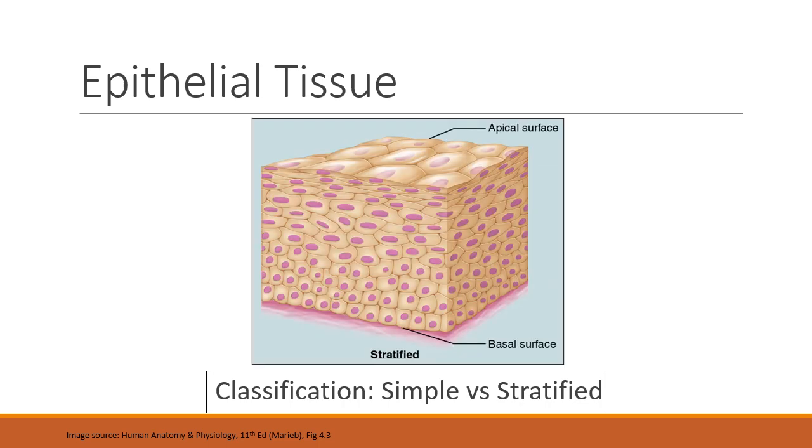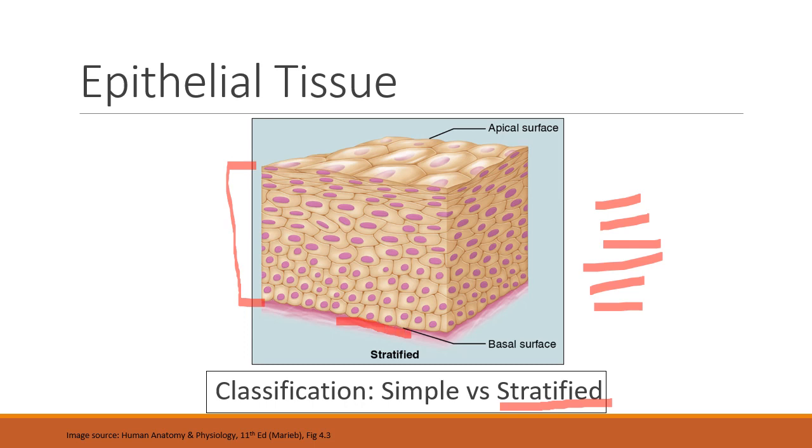You could also have what's called stratified. Stratified means that there's layers, right? Layers of the epithelial cells. So in this case here, you can see the layering of the cells. That's a stratified epithelium. Here's your basal surface down here at the bottom. And then the apical surface is up here on the top of this whole thing.